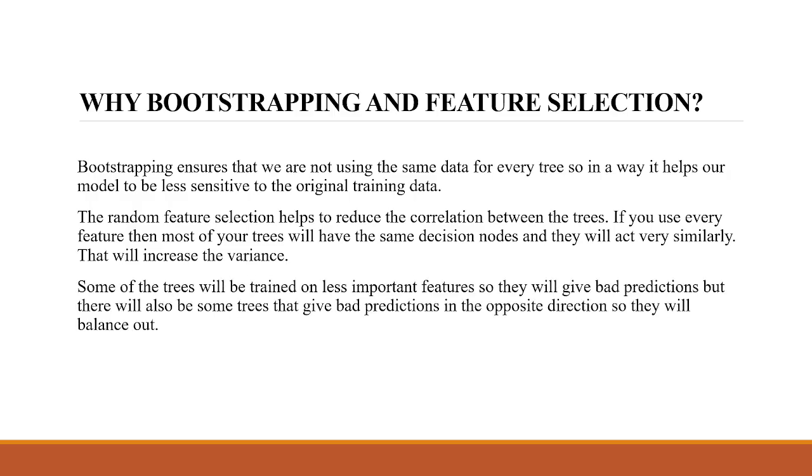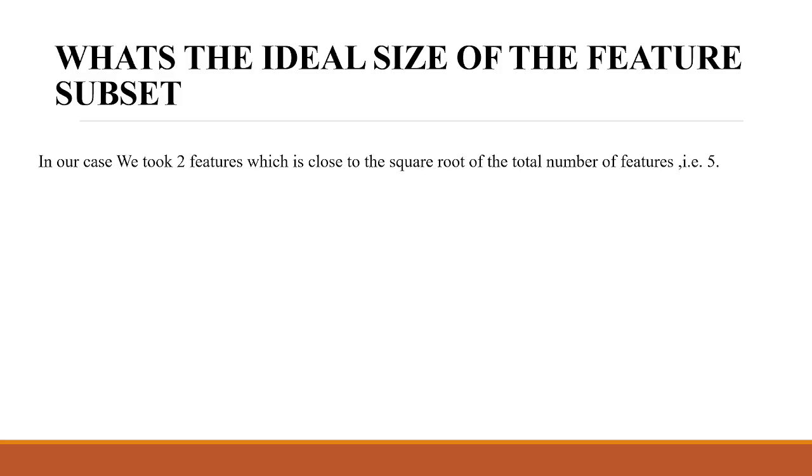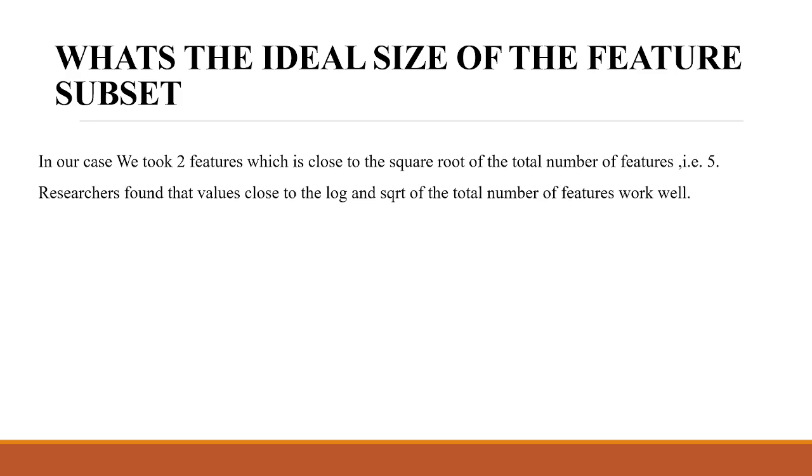And the last point is some of the trees will be trained on less important features, so they will give bad predictions. But there will also be some trees that give bad predictions in the opposite direction, so they will balance out. And the next one is what's the ideal size of the feature subset? In our case, we took two features, which is close to the square root of the total number of features, that is 5. Researchers found that values close to the log and square root of the total number of features work well.